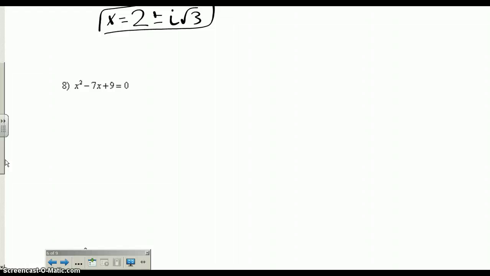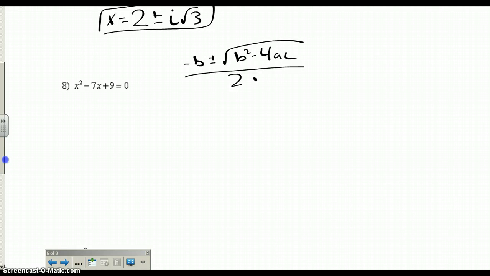Let's go down to number 8. Solve by quadratic formula. So the quadratic formula is the opposite of b plus or minus the square root of b squared minus 4ac, all over 2a. So let's plug in. We've got our a up here, our b, and our c. So let's plug it in.